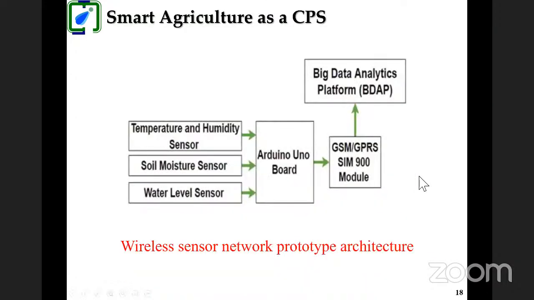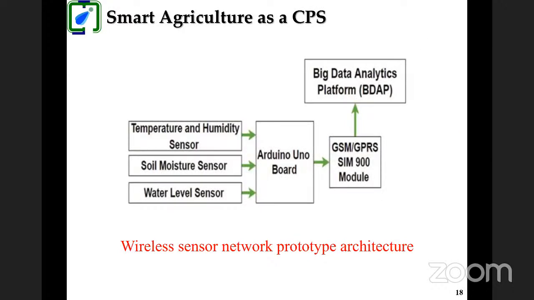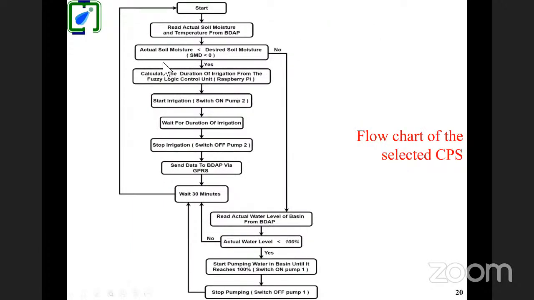Then this is the architecture, the flow chart of the selected cyber physical system. The first thing is that the actual soil moisture and the temperature are read from the BDAP. BDAP, as I just told you, is related to how you process big data. So it's a big data analytics platform. Then if the actual soil moisture is less than the desired soil moisture, SMD, it will get the duration of irrigation from the fuzzy logic controller unit, which is a Raspberry Pi, and start irrigation. That will switch on pump 2.